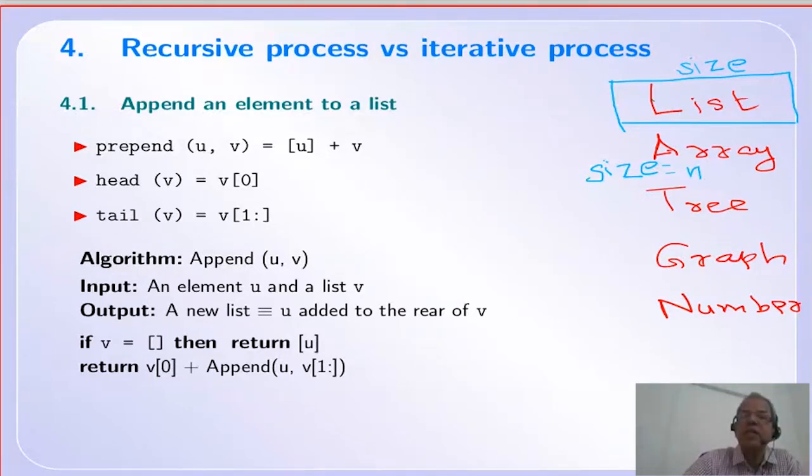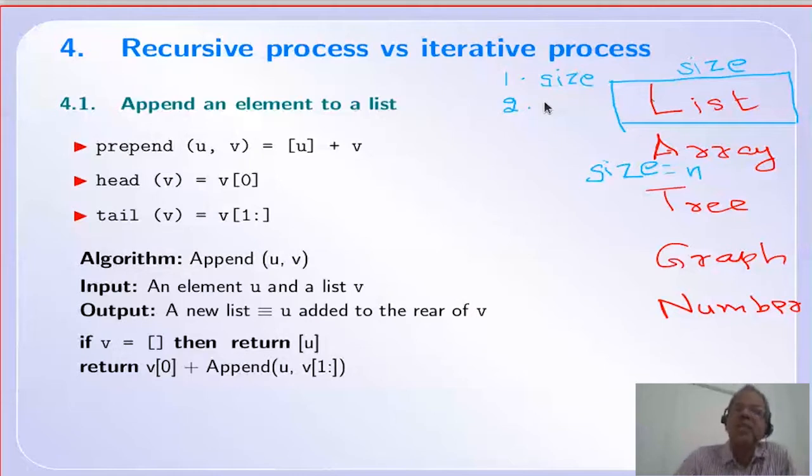Yes, sir. That is one difference. And the elements need not be of the same type. Oh, is that a part of the definition of a list? Elements in a list can be of different types.